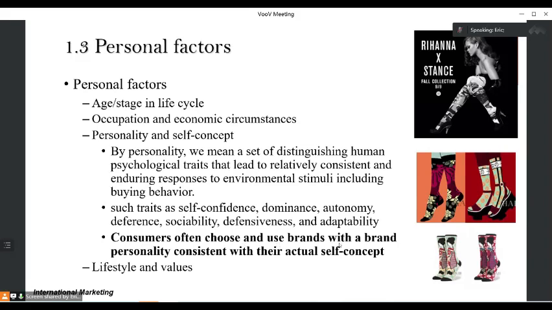Consumers often choose and use brands with a brand personality consistent with their actual self-concept. So there is an instinct way. Maybe you do not know exactly, but you want to choose them. Because if you are a quiet man, not so active, you do not want to choose an active brand. And we find that brands, just like humans, have different personalities.